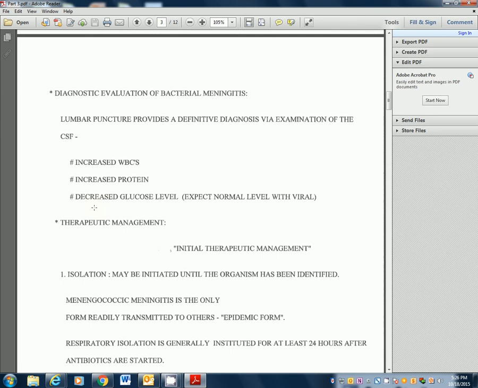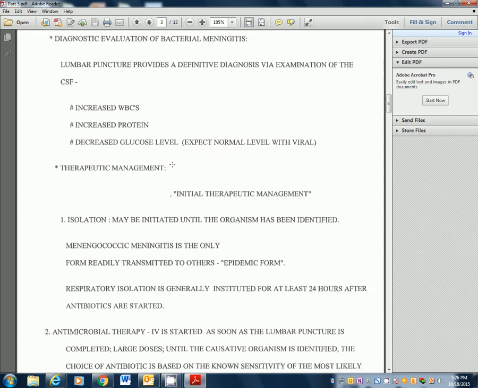Diagnostic evaluation for bacterial meningitis. Lumbar puncture is the definitive diagnostic examination, and they're going to be looking at the white blood cell count, which would be increased, an increase in protein, and a decrease in glucose levels. Now, you would expect normal levels with viral and decreased with bacterial. So that is the main way you tell the difference between bacterial and viral meningitis, looking at the glucose level. With both of them, you're going to have an increase in white cells. With both of them, you're going to have an increase in protein. But with bacterial, you'll have a decrease in glucose because the bacteria are using the glucose for energy. But with viral, the glucose level usually will be normal.